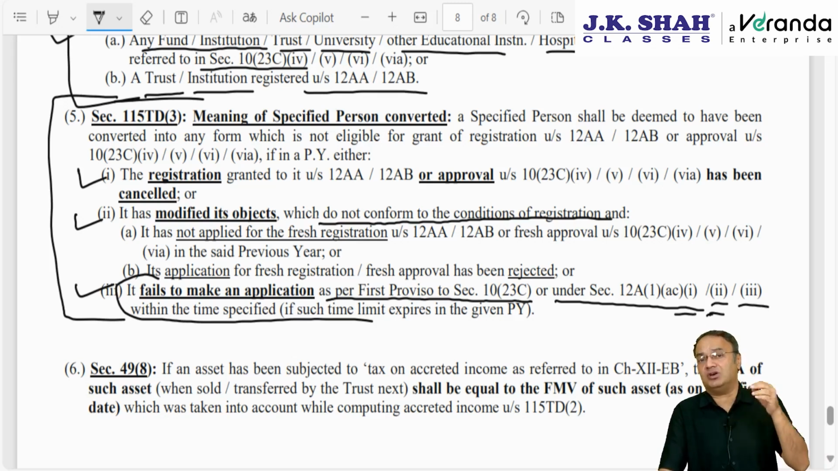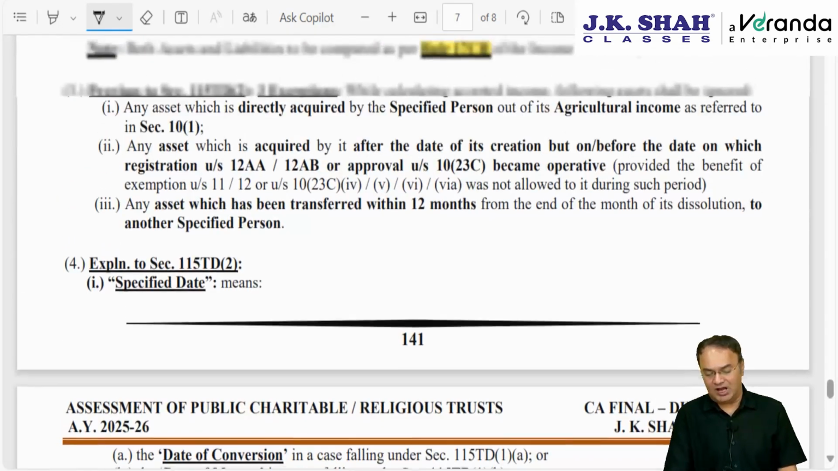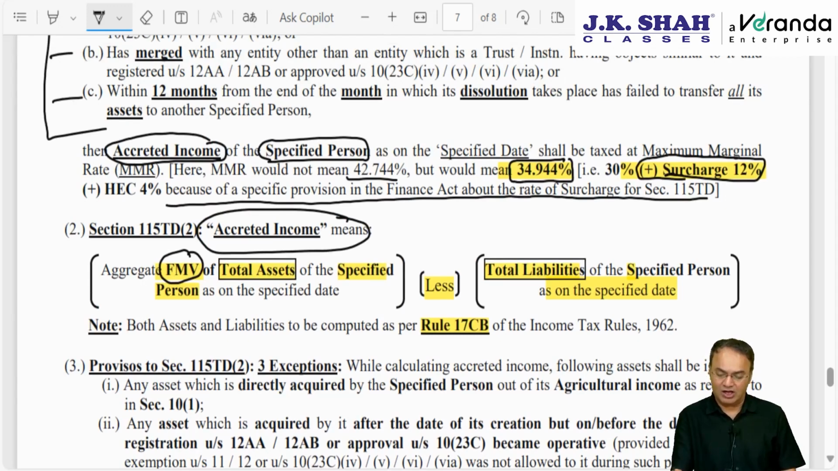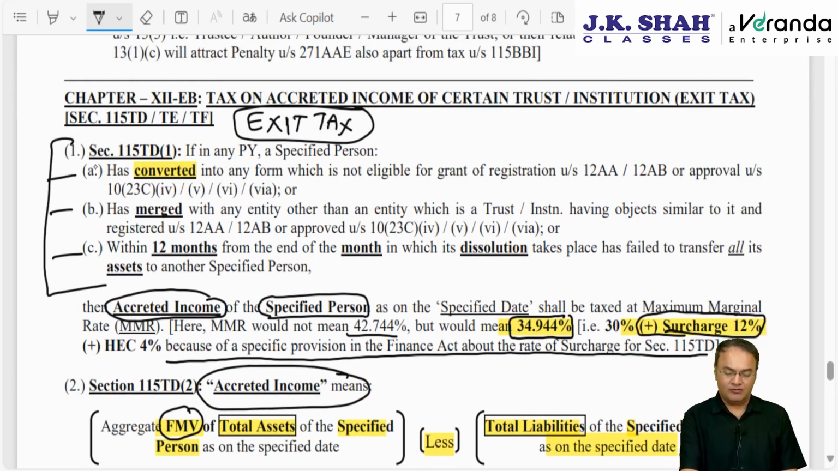Finally, if not registered, even with the extended time limit, even with the condonation of delay by CIT, PCIT, under subclause 1, 2 or 3, then gone. Registration will not only discontinue because it is not renewed, exemption is also gone, plus accreted income will be taxed at what rate? 34.944%, which is killing.